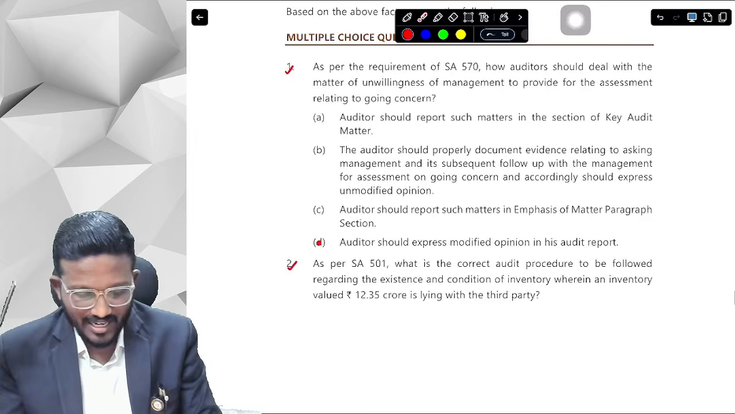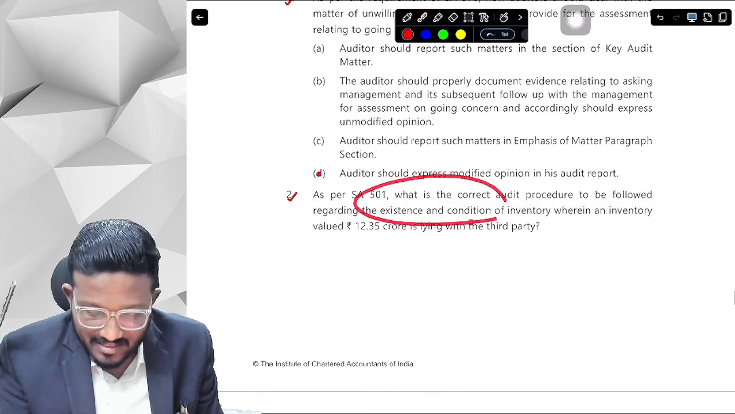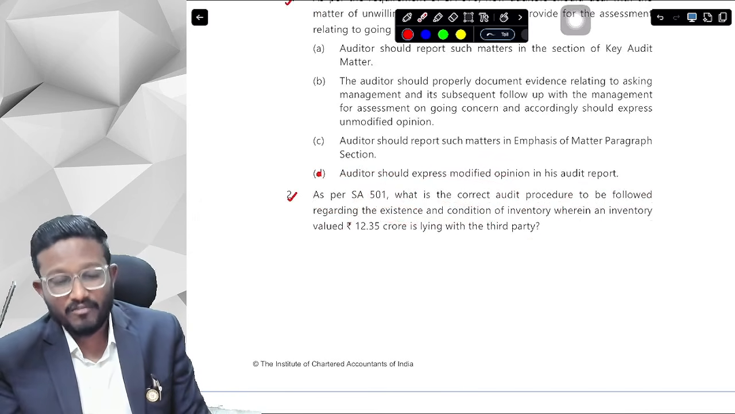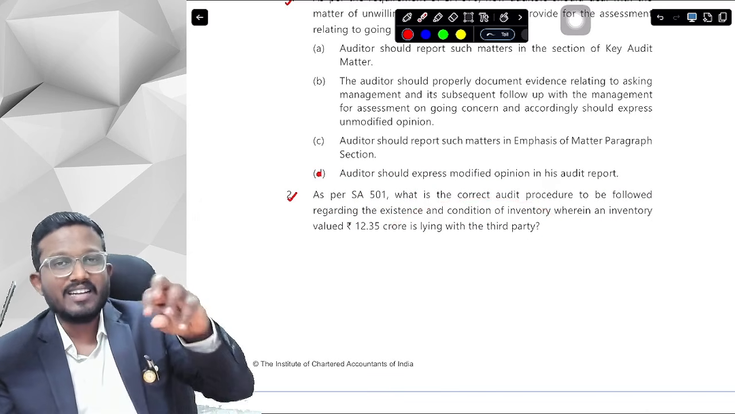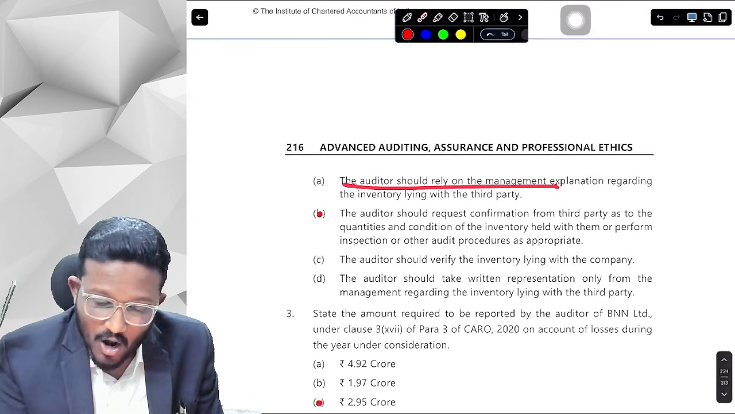Okay, yes, sir. Second, as per SA 501, what is the correct audit procedure that we have to follow for existence and condition of inventory where 12.5 crore 35 crore inventory is lying with third party? So there is an inventory lying with third party. How we can check the existence and condition? We need to rely on management explanation.